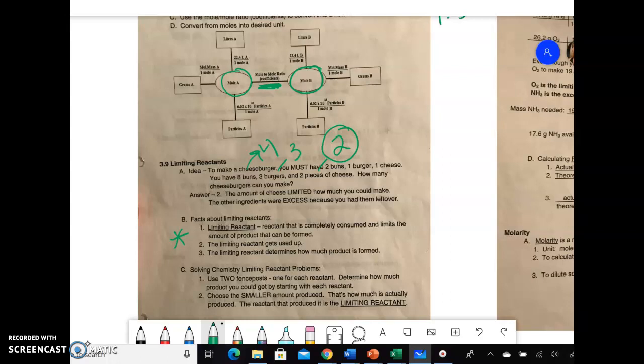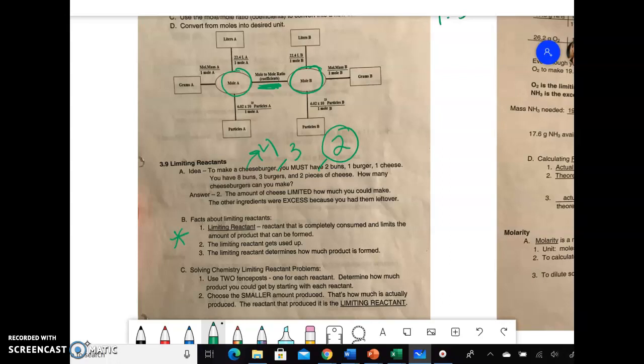And that's why when your clothes are on fire, you probably learned at a very young age the phrase stop, drop, and roll, because what that does is it smothers out the oxygen so that you have no more oxygen, and then the fire can't burn because part of combustion, one of the reactants, is oxygen. So it becomes the limiting reactant. So again, number 2, the limiting reactant gets used up, and number 3, it determines how much product is formed.